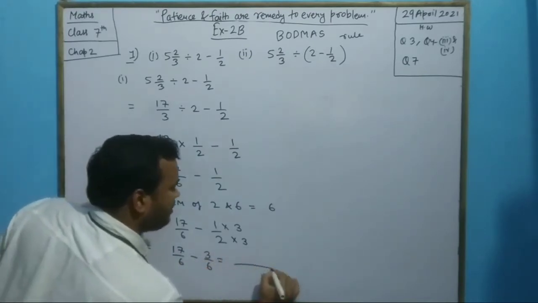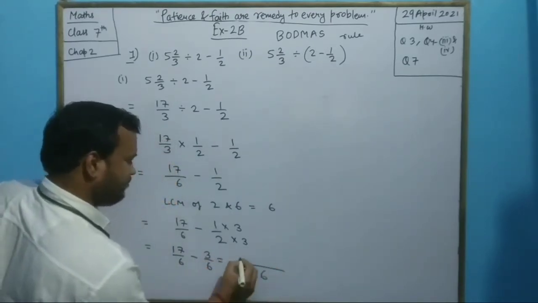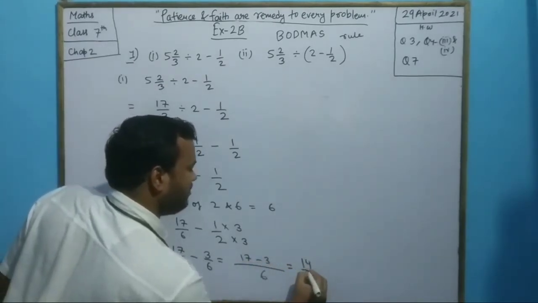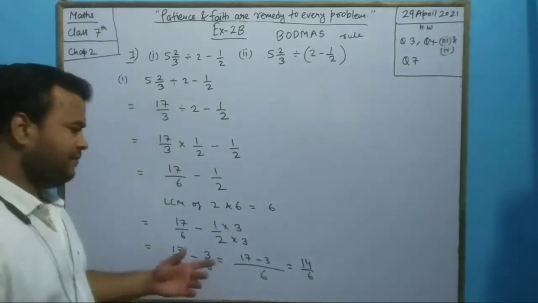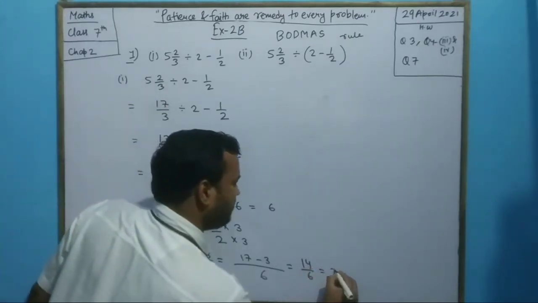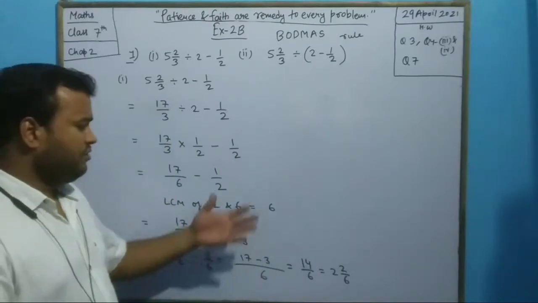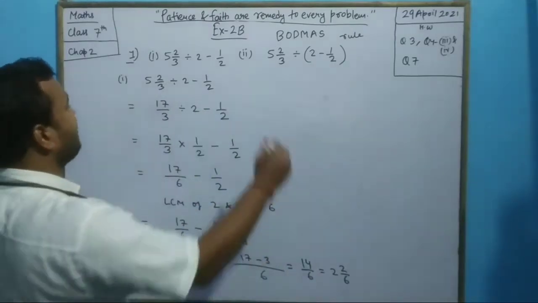Okay, the denominators are the same, so we can take it here. 17 minus 3, what will it be? It will be 14 upon 6. Also we can write it as 2 by 6 in mixed fraction. So this is the answer. Let us see the second one.